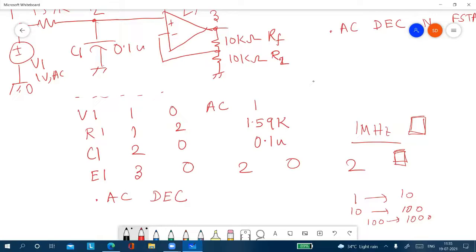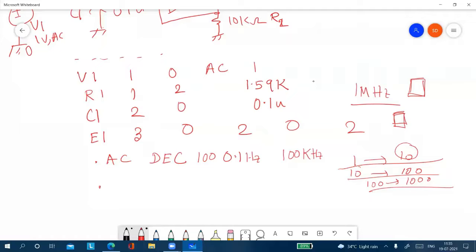Dot AC decade, then what is F start? F start will be 0.1. Remember, don't write 0 here, because on log scale, log 0 is undefined. 0.1 hertz to 100 kilohertz. Number of test points, assume 100 test points per decade. That means between 1 to 10 we have 100 points, and 10 to 100 we have another 100 points. So this is the method. Now what will you write here? Dot probe.